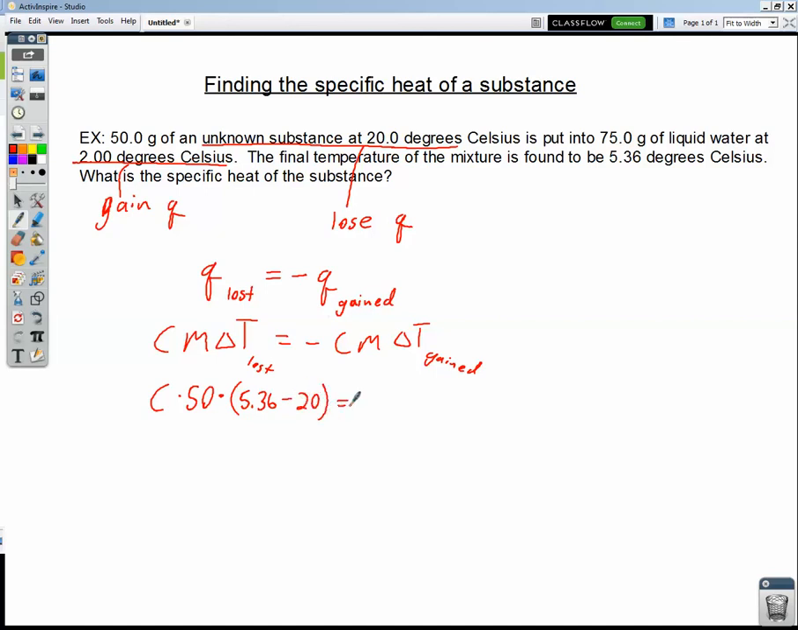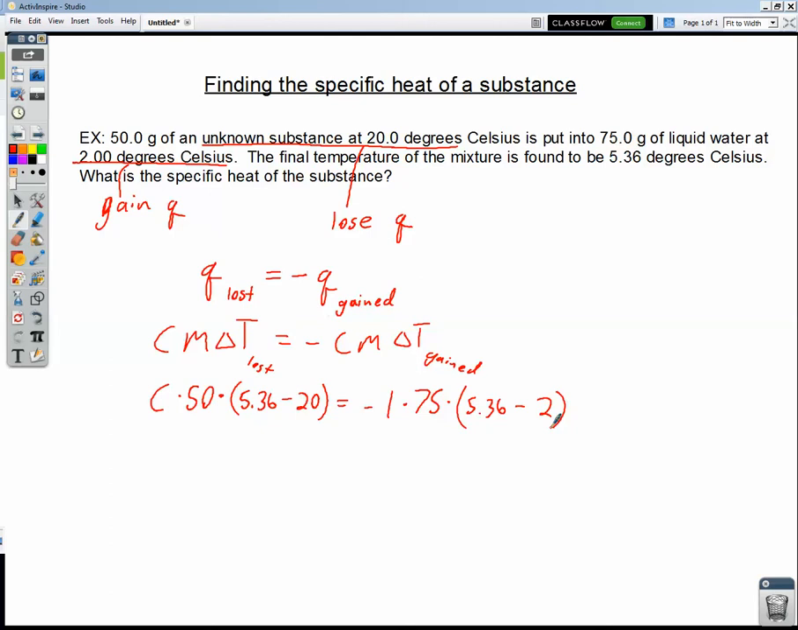Then on the other side, we have that negative sign, and the substance gaining energy is water. And the specific heat of liquid water, if we're going to deal in calories, is 1 times the mass of the water that's gaining energy, 75, times the change in temperature. The final temperature is the same, 5.36 degrees, and the initial temperature here was 2.